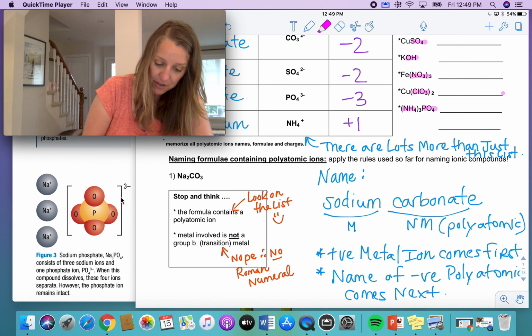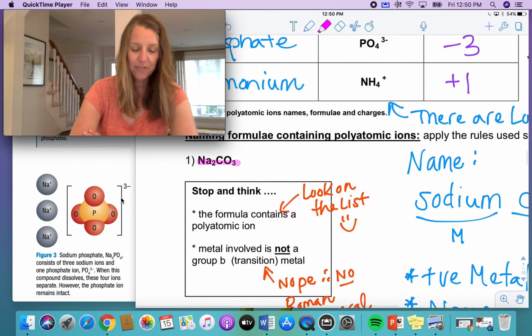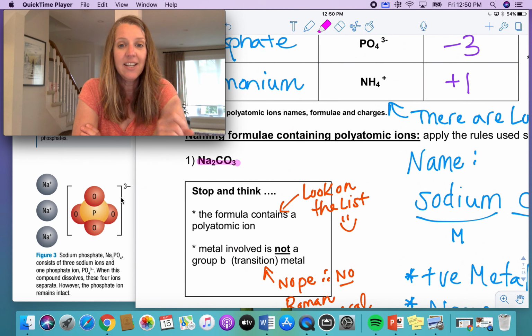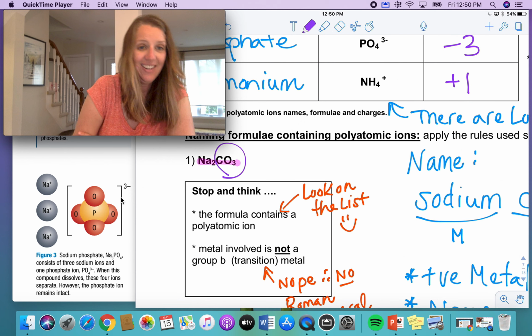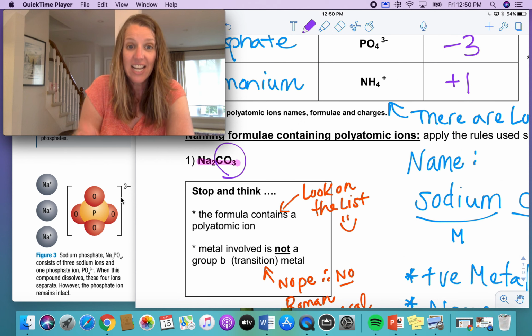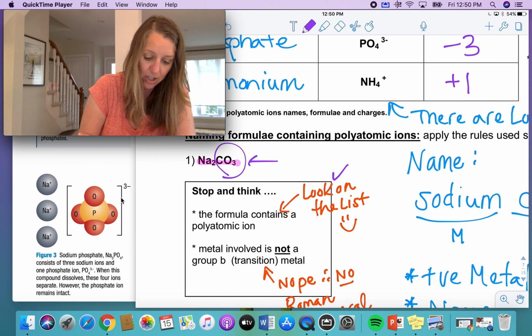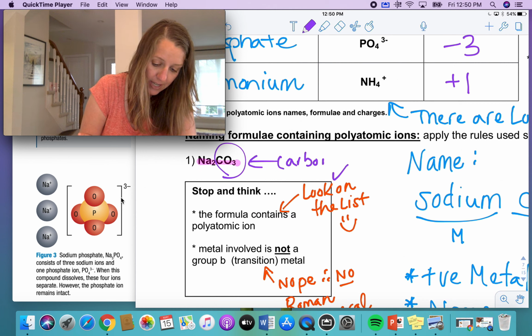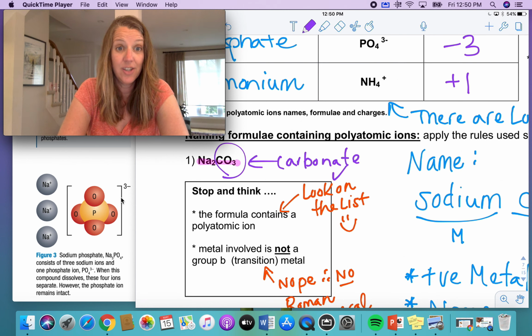Here we go. For the first one, Na2CO3. Okay, the first thing you do is you stop and you think, does the formula contain a polyatomic? Just look at the list. This isn't carbon, and it's not just oxygen. It's the group together, a CO3, we call that a carbonate. So yes, I know that that's going to be called carbonate. Okay? Then we also look at the metal. Is this metal a transition metal?